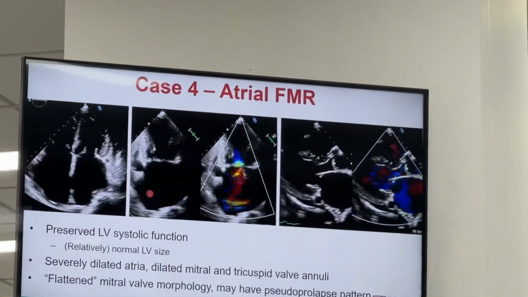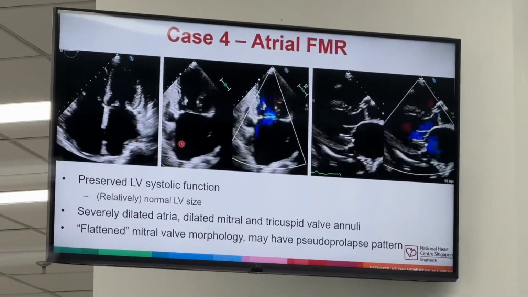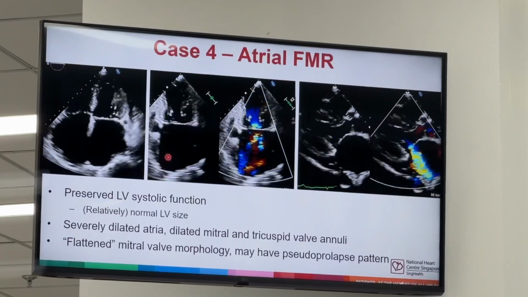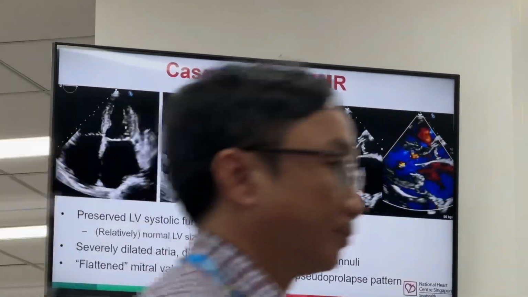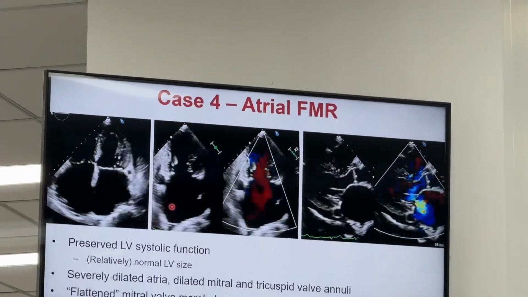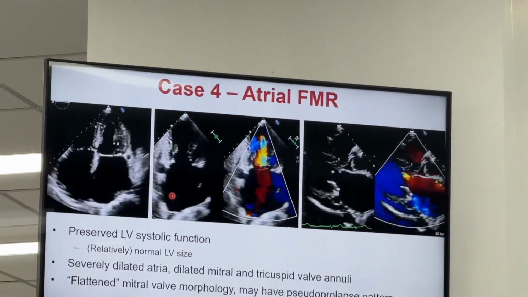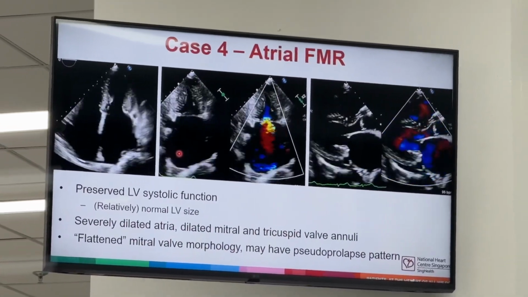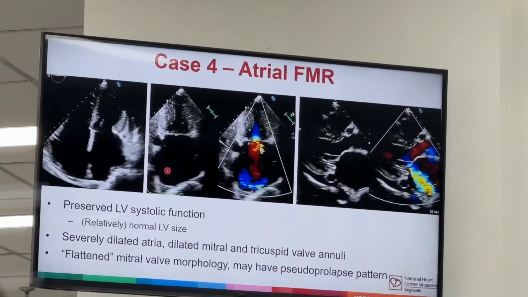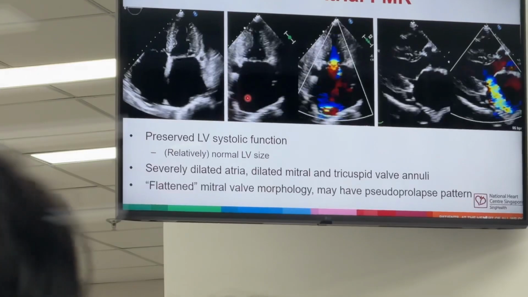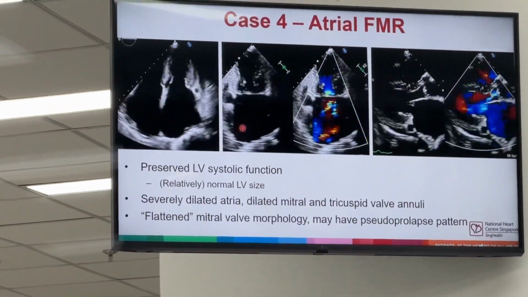Look at the structure of the heart, very different from the ventricular functional mitral regurgitation. In this patient, the left ventricle is relatively preserved in size, it's not very dilated. But the left atrium and the right atrium are very severely dilated. And there's also a dilated mitral valve annulus. And the valve morphology is flattened instead of the normal saddle shape that we discussed earlier.